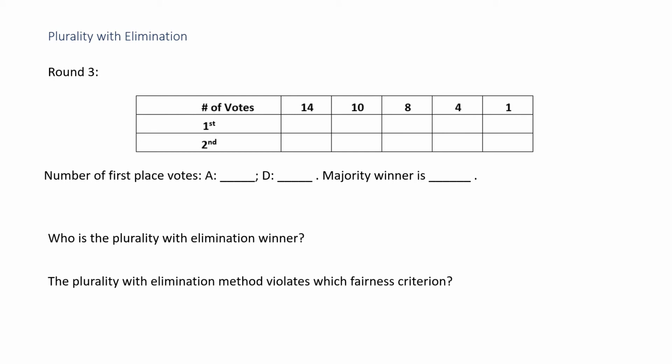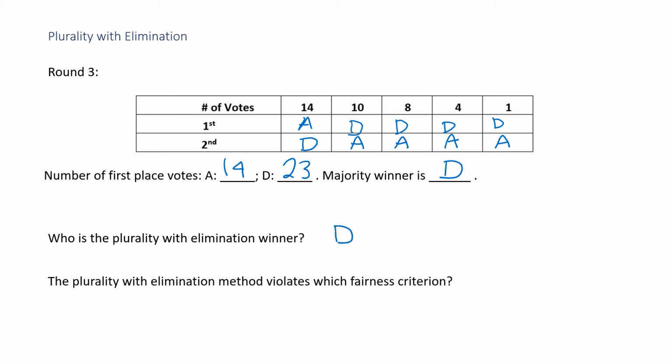Round 3. With C now gone, we have A and D remaining. D and A, D, then A, D, then A, D, then A. So A has 14 votes and D has the rest of them. That would be 23. And so the majority winner is D. So who is the plurality with elimination winner? That turns out to be D.